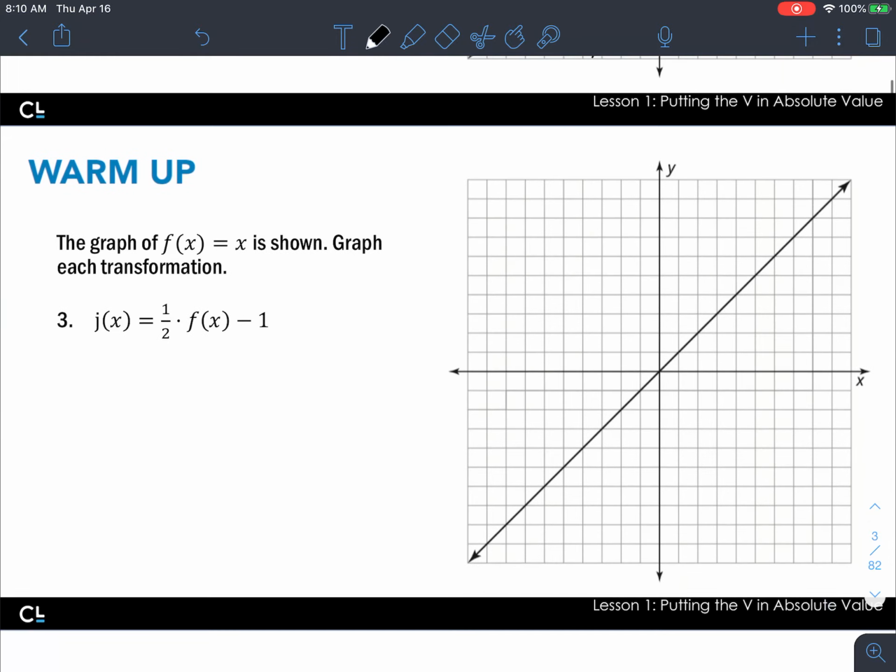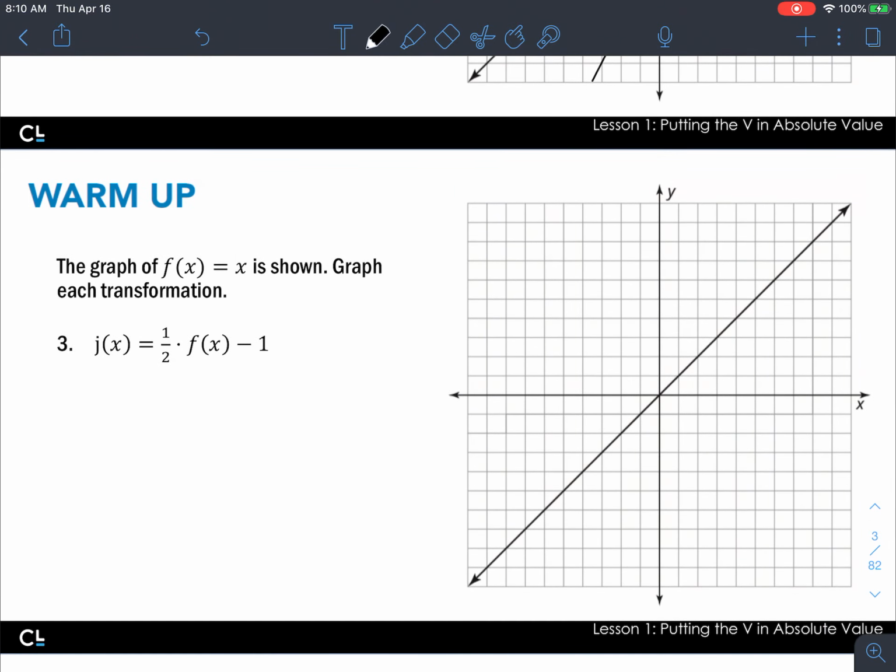Now, we go to problem 3, which is the last one on here. It's saying j of x is 1/2 times f of x minus 1. So first thing we know, the minus 1 is going to start right at minus 1 here. Because it's timesing by 1/2, the 1/2 is telling us what the slope is going to be. So we know it's going to be going up 1 and over 2.